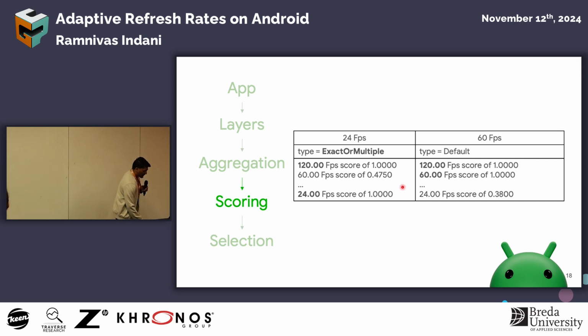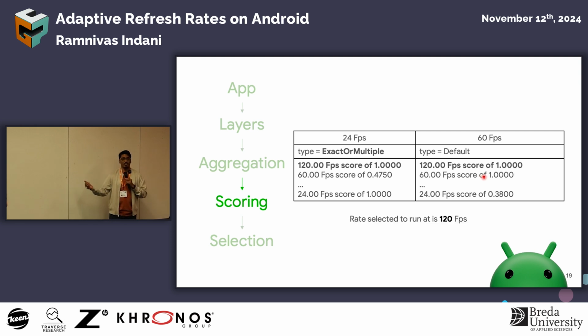And on the 60 side, we see that 120 and 60 both got 1 because they are multipliers of each other. They can run at 120 by skipping a vsync or run at 60 by rendering at every frame. So how do we satisfy both of these? We look at both the scores and we see that they both have 120 scored highest, which is 1 in this case. So that's why we end up selecting 120 here and satisfying the requirements of both the apps.